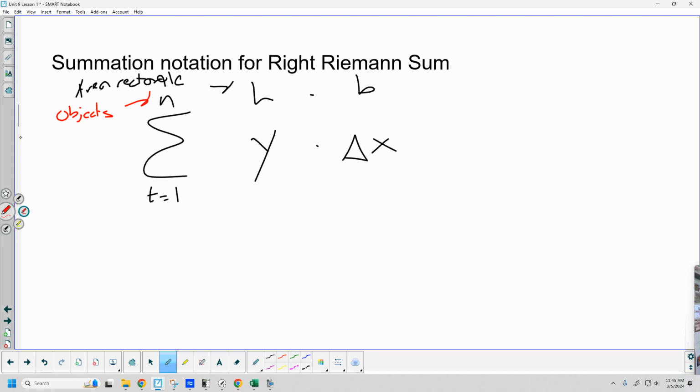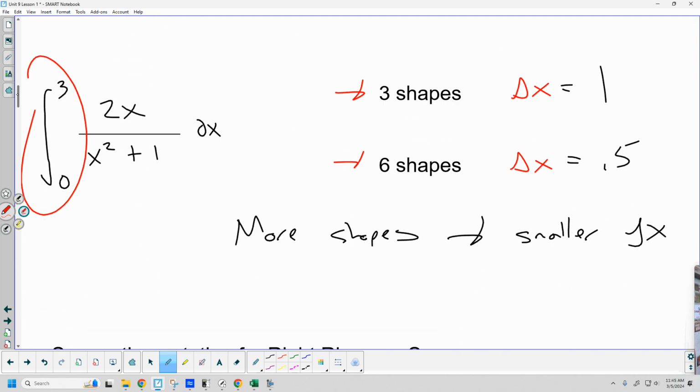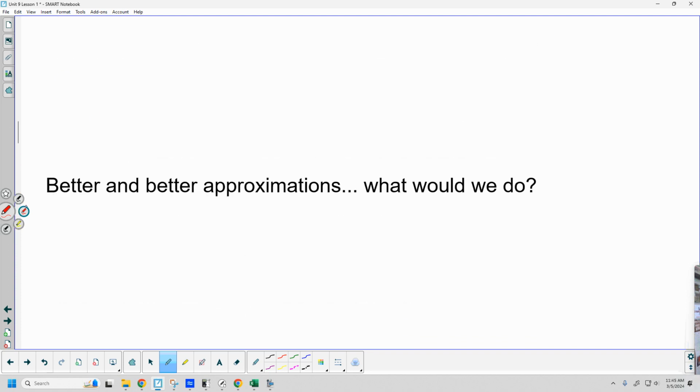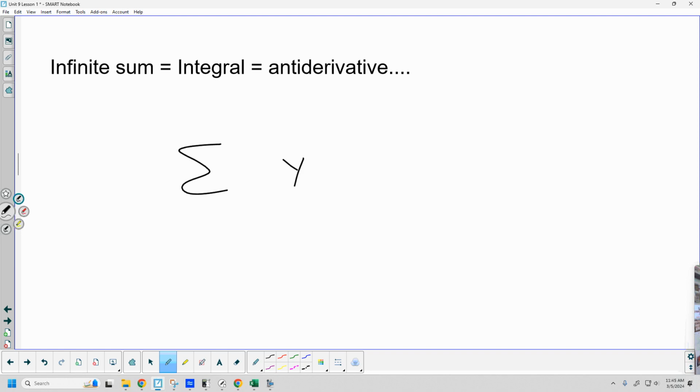Now, more shapes, better approximation, more shapes, smaller bases. What would we want to do? Use an infinite amount of shapes. Do you guys remember how we've used infinity in the past? We've said, don't really plug it in, but think about approaching it. Think about plugging in bigger and bigger values. What did we use way back at the beginning of this class when I talked about approaching infinity? Limit. Hooray.